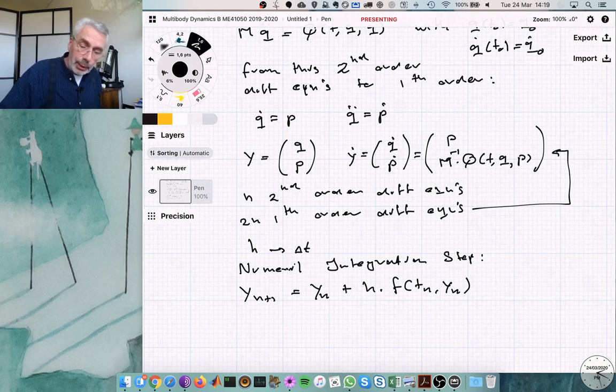There's a big confusion with this n, so for this n had to do with the number of equations. This is with the discrete steps we make.